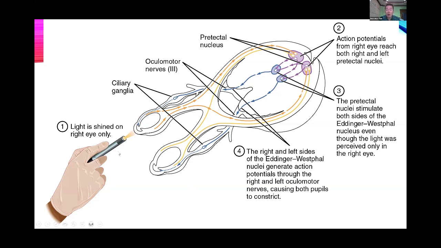Kung anong eye ang ino-observe mo with that light on, that is a direct pupillary light reflex. When you are observing the contralateral, the opposite eye, that is what you call the consensual light reflex. Consensual light reflex, okay?